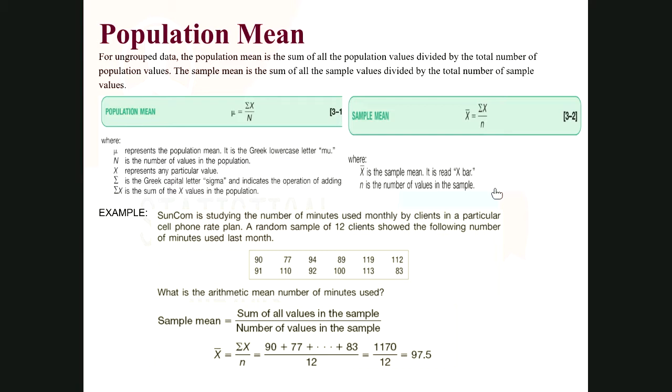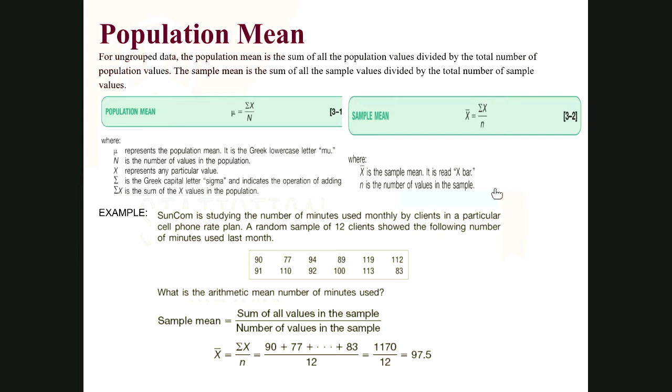So in this example, Suncom is studying the number of minutes used monthly by clients in a particular cell phone rate plan. A random sample of 12 clients showed the following number of minutes used last month. Again, I am going to emphasize that 12 is not really an adequate number, but for the sake of demonstration, they're using 12. Later on, we're going to talk about how to find an appropriate sample size. There's a formula for that. They show the number of minutes used in the last month, in no particular order.